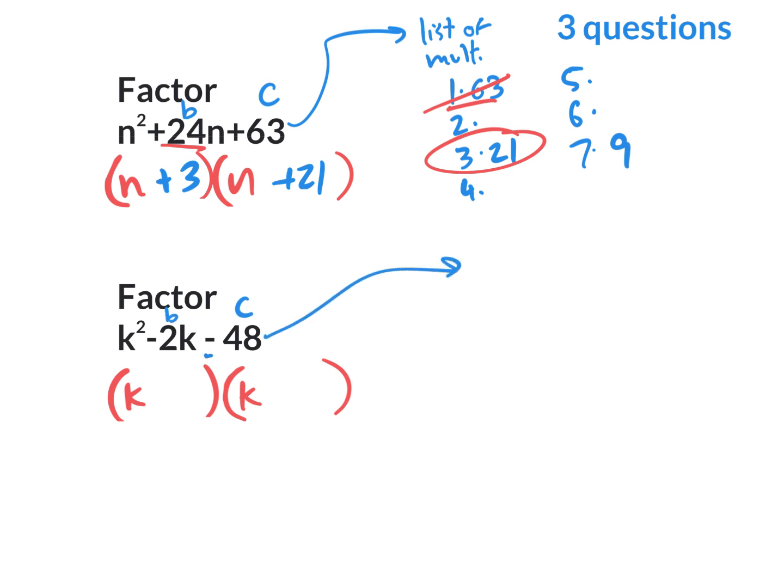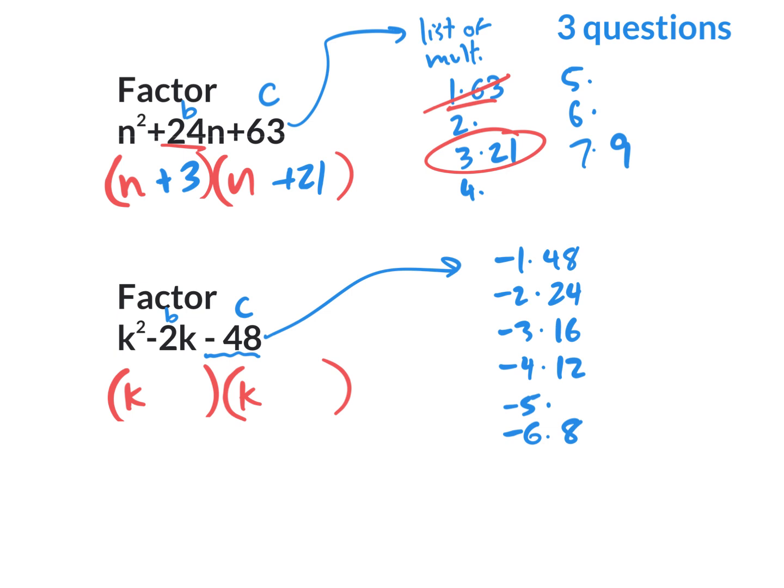How could you get negative 48? Well, let's start with either 1 times negative 48 or negative 1 times 48. I always go with negative 1. Negative 2 times, and if you don't know, get 48 divided by 2, that'll be 24. 48 divided by 3 is 16. 48 divided by 4 is 12. 48 divided by 5 doesn't work. 48 divided by 6 is 8. So if you do that on the calculator, you could come up with this list.